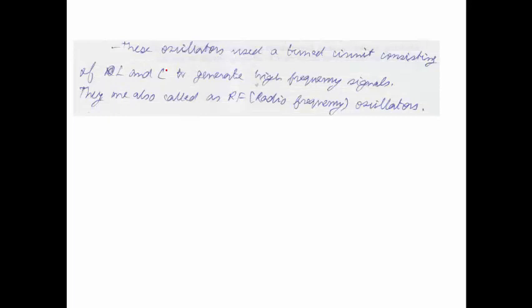Now, tuned circuit oscillators use a tuned circuit, which basically consists of L and C, that is inductance and capacitance, to generate high frequency signals. Sometimes we use inductance and capacitance which are smaller in size to convert into high frequency signals.